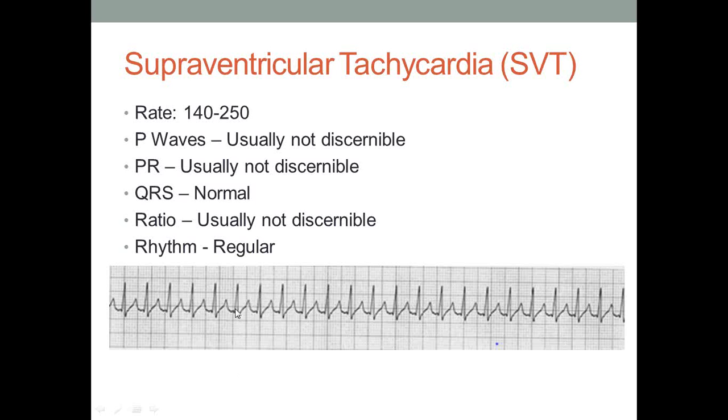The QRS complex, as I mentioned, is normal. It's narrow. The ratio is not discernible, and the rhythm is regular. So again, the distance between each of these QRS complexes is the same, which means it's regular. So the SVT is regular. It's got narrow complexes, and the rate is between 140 and 250.